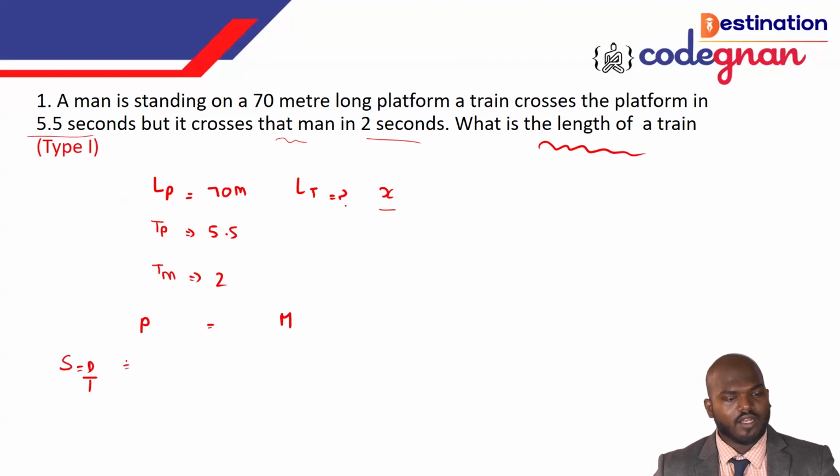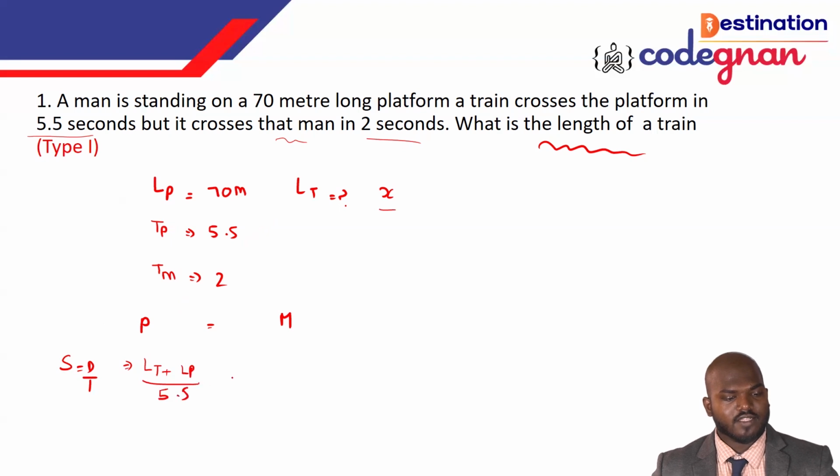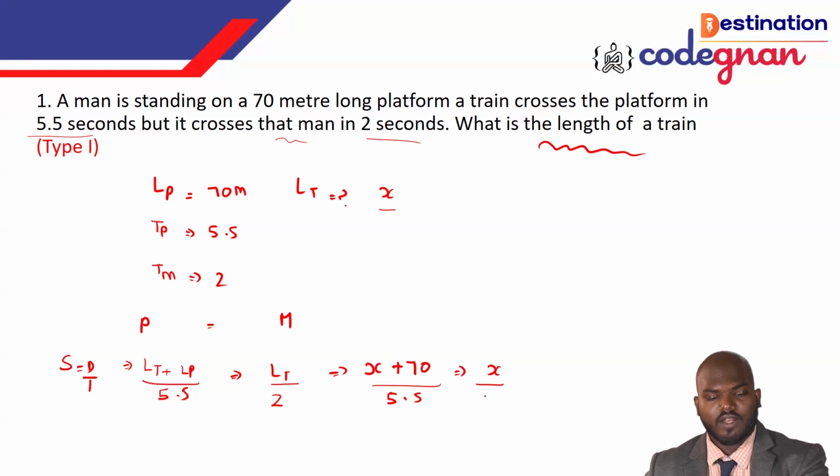If you come to the length of the platform, we need to take the length of the train plus the length of the platform. By how many seconds did it take? 5.5 seconds. On the other side, the length of the train by 2 seconds. So the length of the train is x, so x plus the length of the platform is equal to 70 over 5.5, with x as the length of the train.